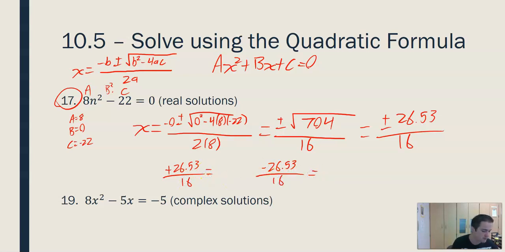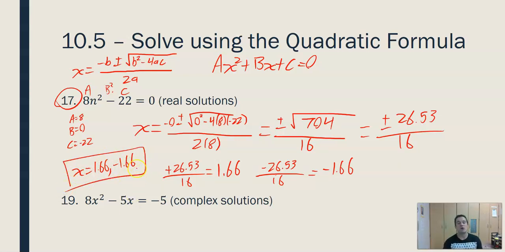So 26.53 divided by 16 is 1.66, and negative 26.53 divided by 16 is negative 1.66. So my solutions are 1.66 or negative 1.66. And if I were to plug this back in for n here, you'd notice I would really get 0.